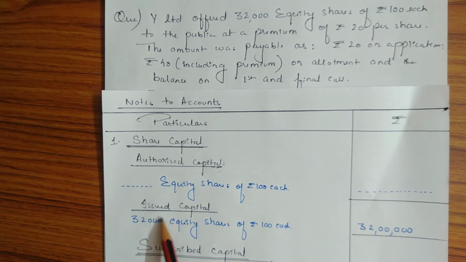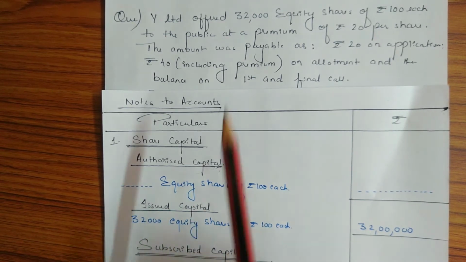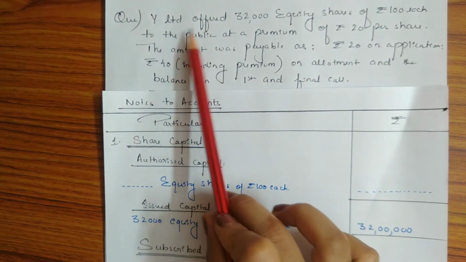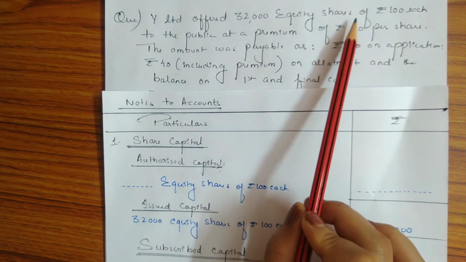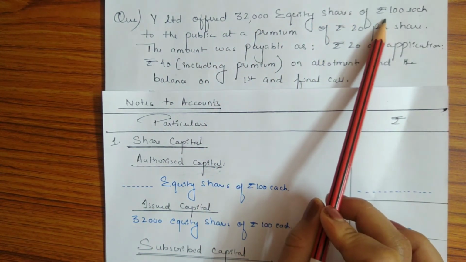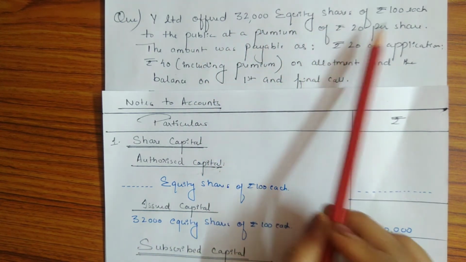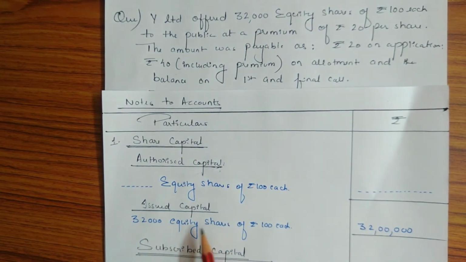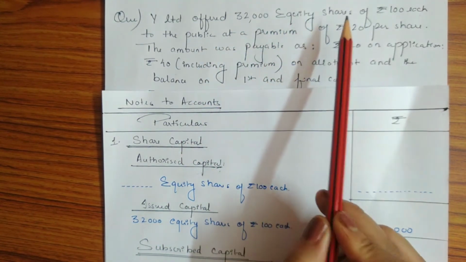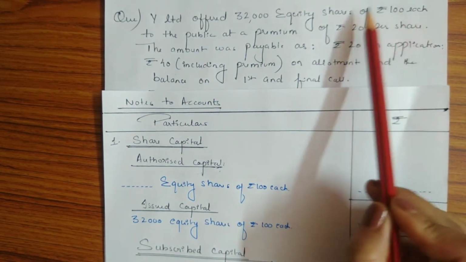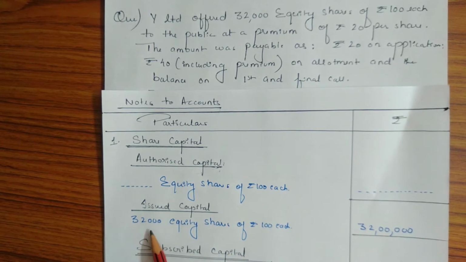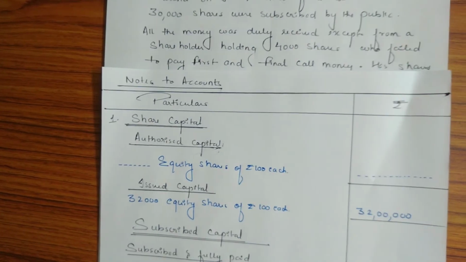The second subheading is issued capital. According to the question, Y Limited offered 32,000 equity shares of rupees 100 each, which means Y have issued 32,000 equity shares. So issued capital will be 32,000 equity shares and its face value is rupees 100 each. So 32,000 into 100 is 32 lakhs.